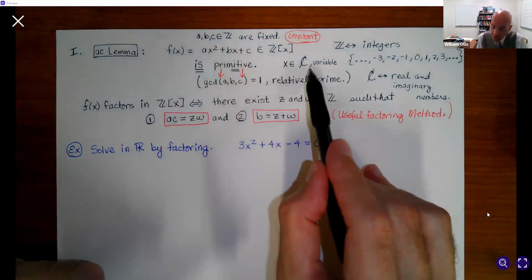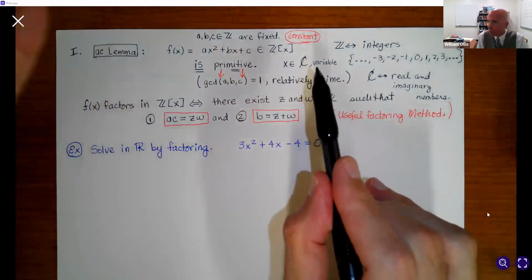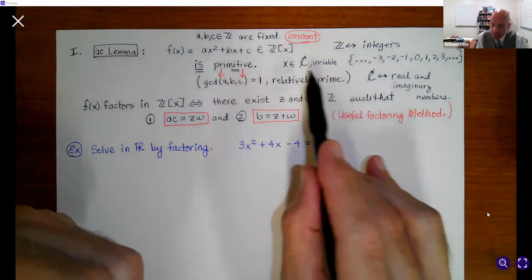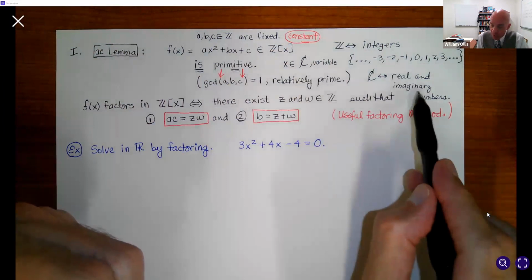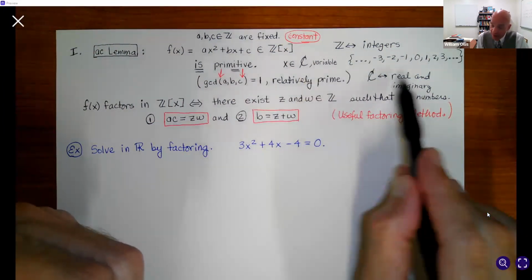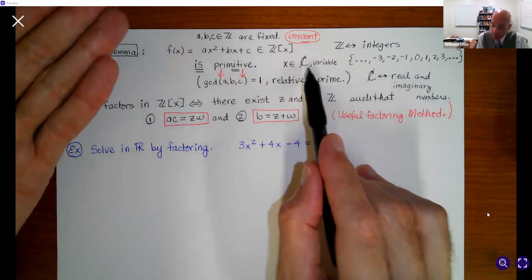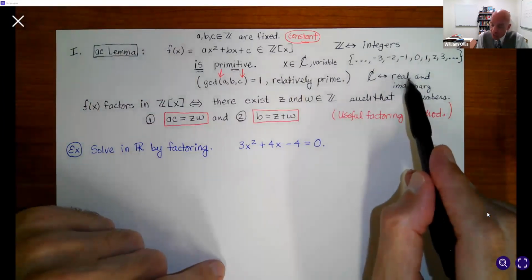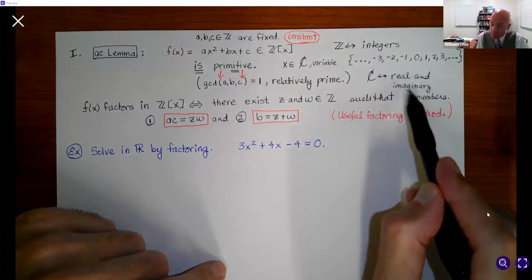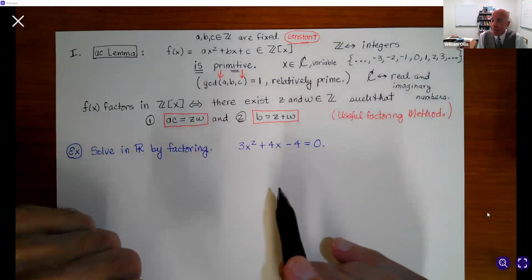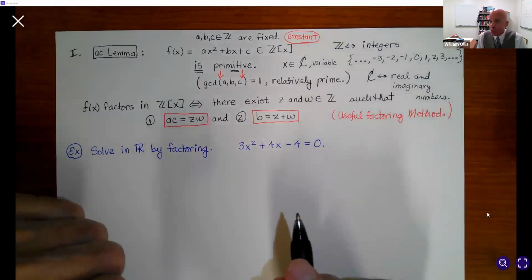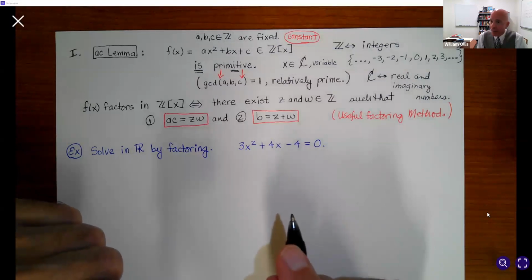Now, x will be the variable, and we won't restrict its value. It could be imaginary or real. And the idea is that we just say x is a complex number. So we know the complex numbers include not only the real numbers, but also the imaginary numbers. And in our next lecture, we'll have more to say about imaginary numbers.